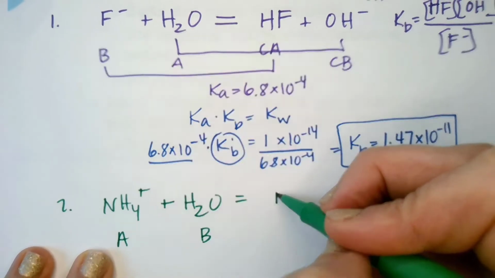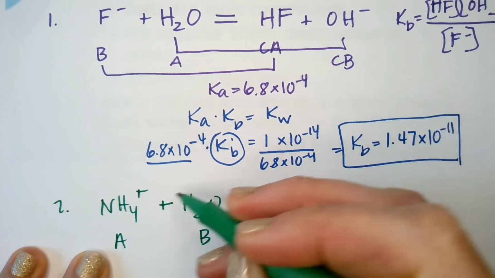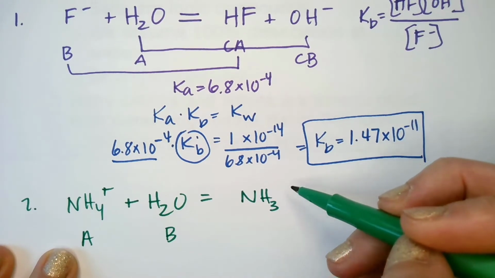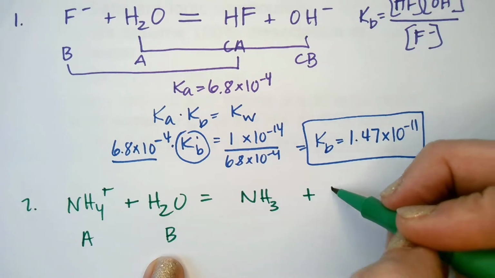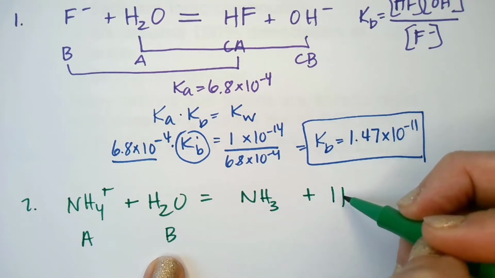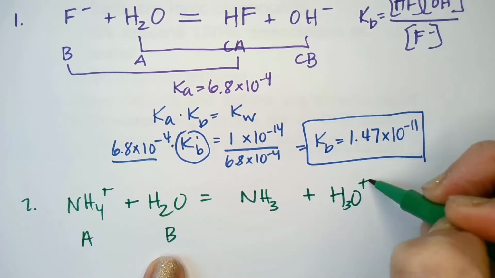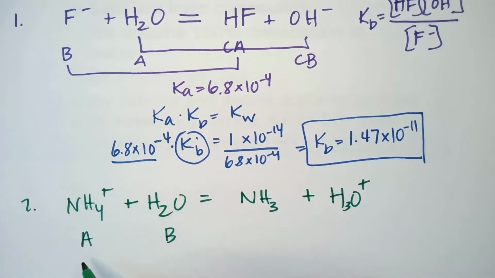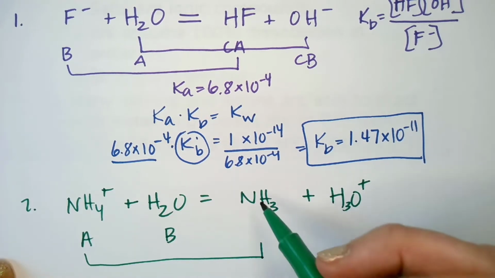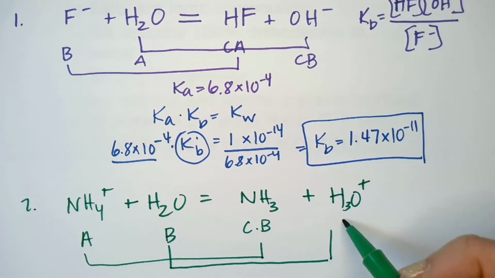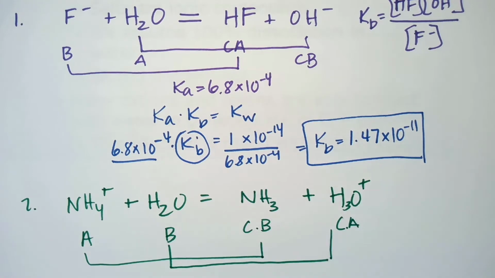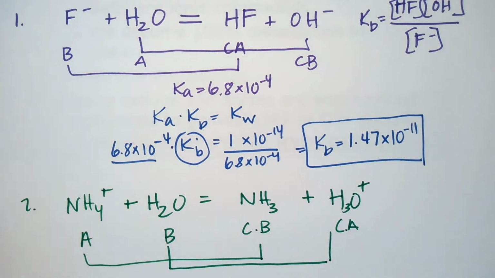So remember, my NH4 plus as an acid is going to give away one of my protons, so I will be left with NH3. I went from plus to neutral, and since this is donated, water's picking it up, H3O plus. So if NH4 plus is my acid, NH3 is my conjugate base, water is my base, then H3O plus would be my conjugate acid.